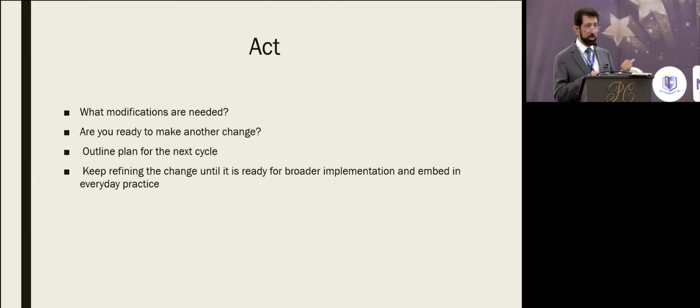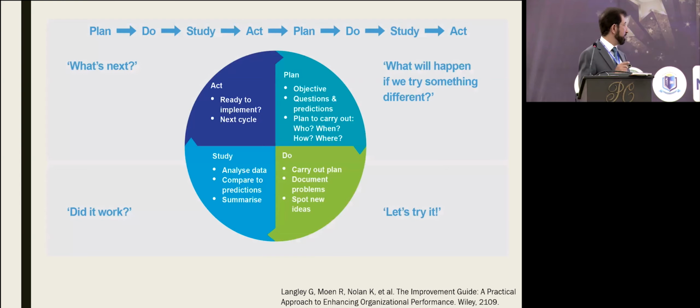And this all has been depicted beautifully in the previous 2 presentations in the form of this chart, which was done by Langley and Moyne. And it beautifully explains the plan, do, study, and act. That what will happen if we try to do something which is different? Okay, let's try it. And did it work?